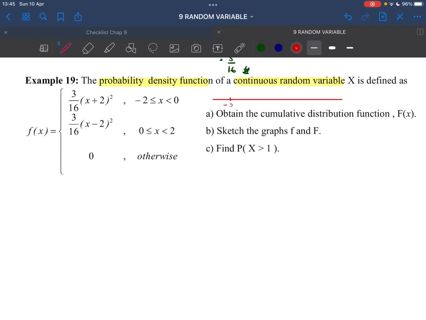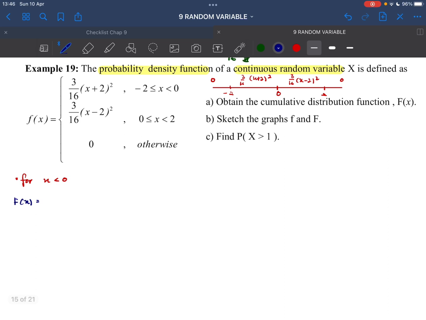We have negative 2, 0, 2, which is this one is 3 over 16 (x plus 2) squared. This is 3 over 16 (x minus 2) squared. This will be 0, this will be 0. Now, so always start with x less than negative 2, which is from negative infinity to x. So here we want to find the function F(x), capital F, which is cumulative. So integrate from negative infinity, which is supposedly 0, but the last limit has to be x, because we want to find the function. This one we get 0. Sorry, this one is not 0, this one is negative 2, x less than negative 2. Which is this part here.